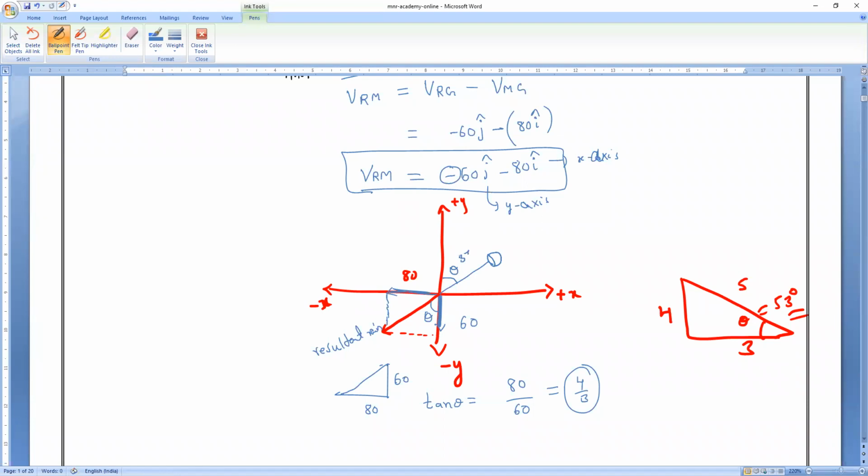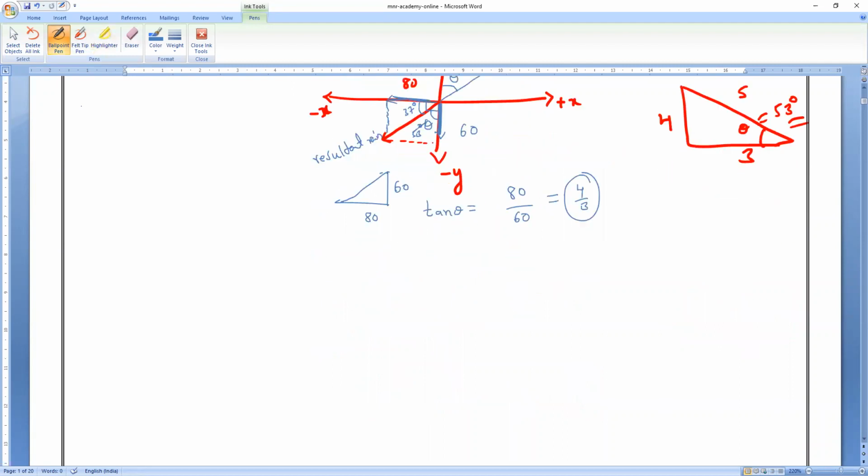If this is 53 degrees, then what about this angle? This angle is 37 degrees. Clear? Because we all know the total angle is equal to a right angle. So, as we know, a person needs to hold the umbrella at a 53 degree angle.